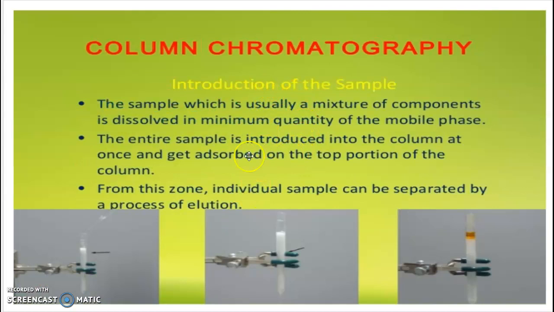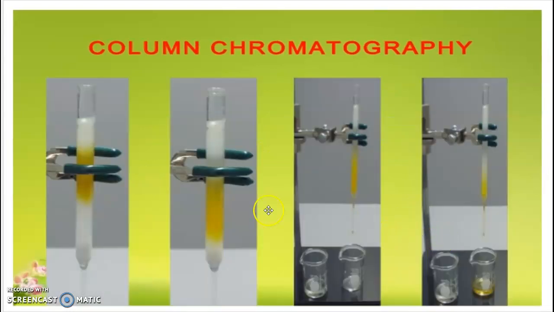Next, introduction of a sample. See, this is the sample we have introduced. You can see it in the image with the mobile phase. See, in the third image you can see a sample is introduced, and we are continuously pouring a mobile phase and it is moving along with the mobile phase in a stationary phase based on the adsorbent principle. See, in these images the separated components are collected in two different beakers. This is the chromatography technique.